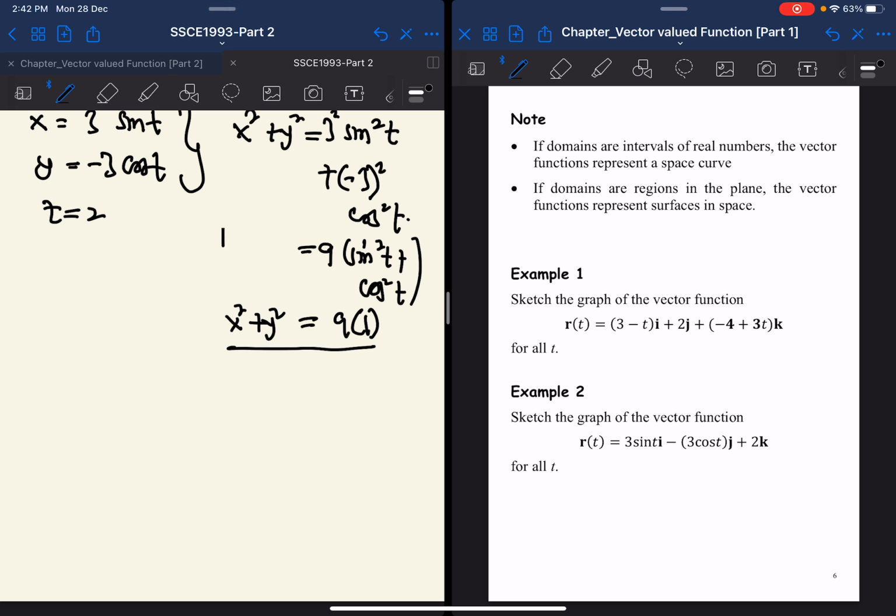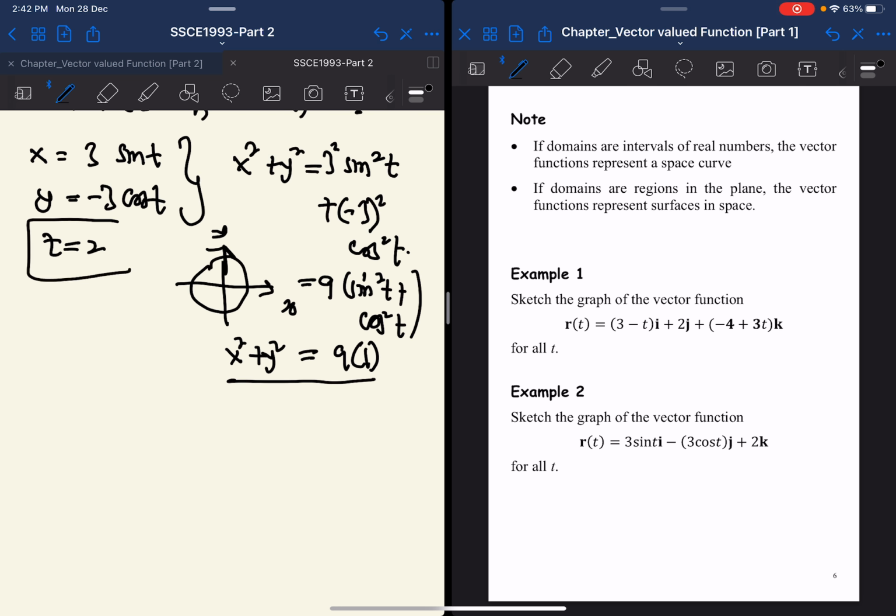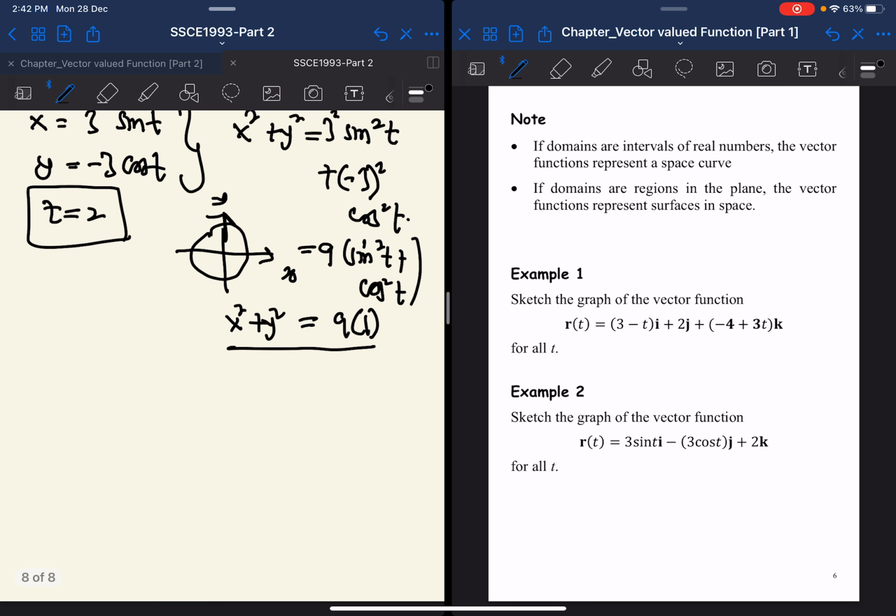If we sketch in 2D, this one is actually xy. Let's sketch in 2D first. So you will get a circle like this. But do not forget that z equal to 2. So actually you will get it like this. This one is y, this one is x, and this one is z. So this happens at z equal to 2, somewhere here.